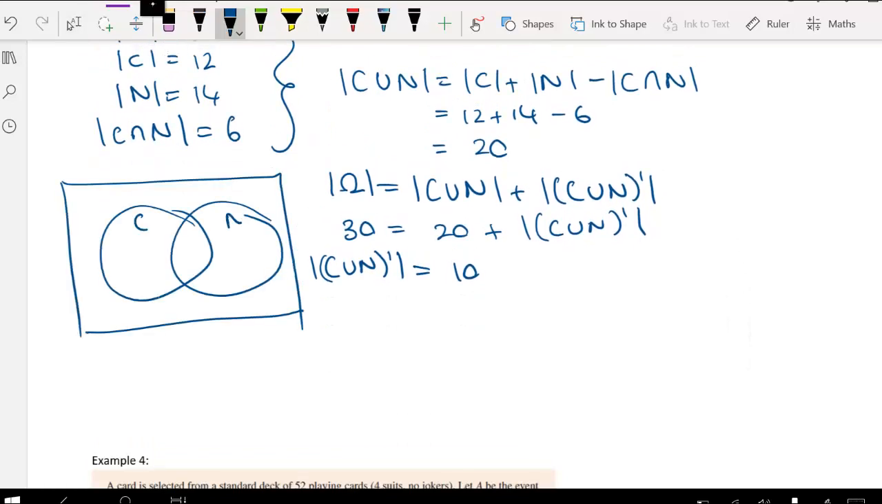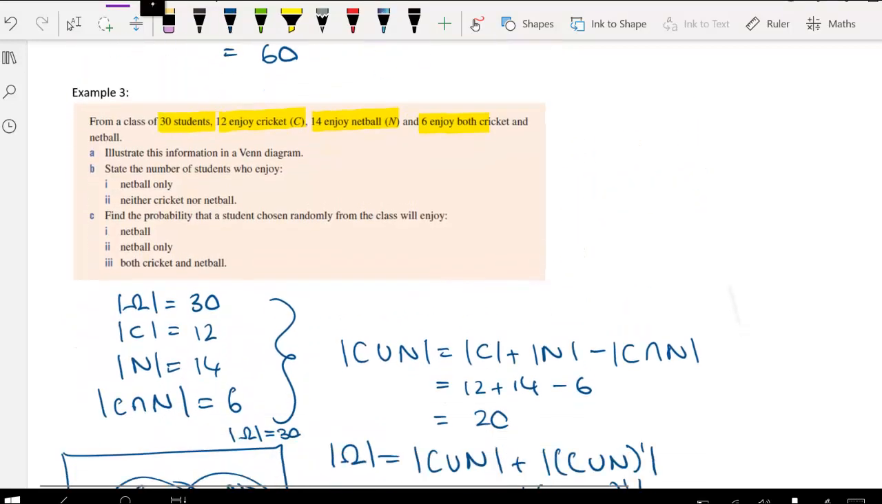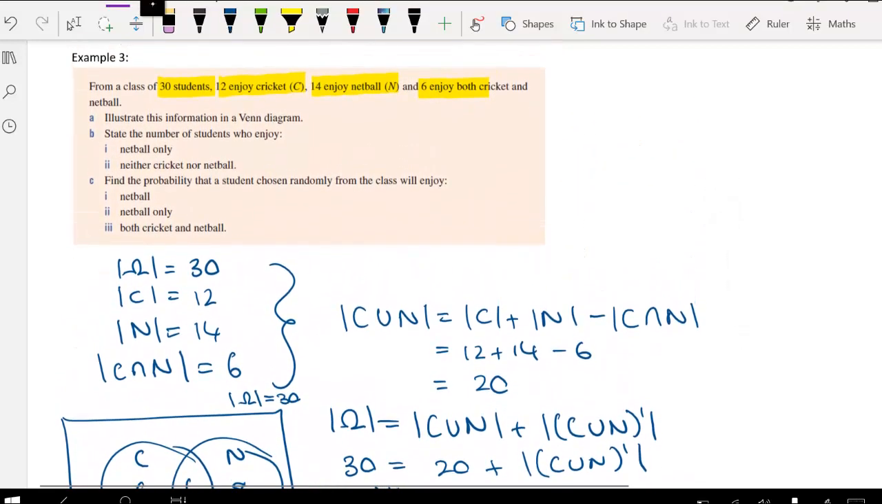So we have cricket, we have netball. Our intersection, which was given, is 6. We have 12 that enjoy cricket in total, so 12 take away 6 is 6. We have 14 that enjoy netball in total, so 14 take away 6 is 8. So 6 plus 6 plus 8 gives us our 20, and that means we have 10 left outside. And the cardinality of the universal set is 30, so that all adds up. So now we'll look at answering these questions.